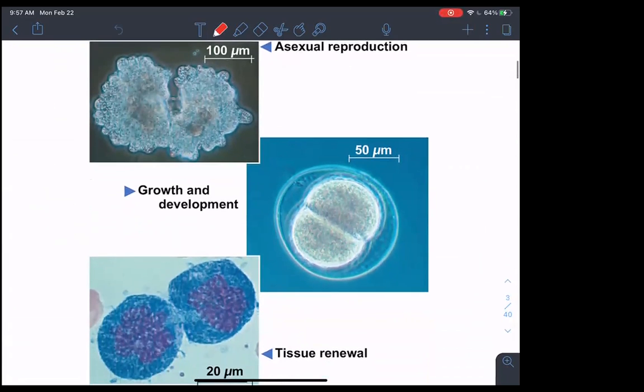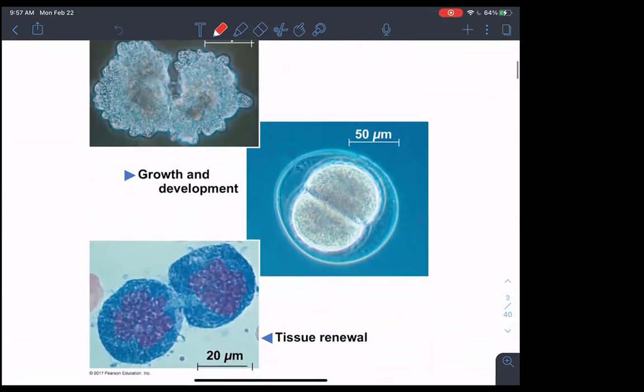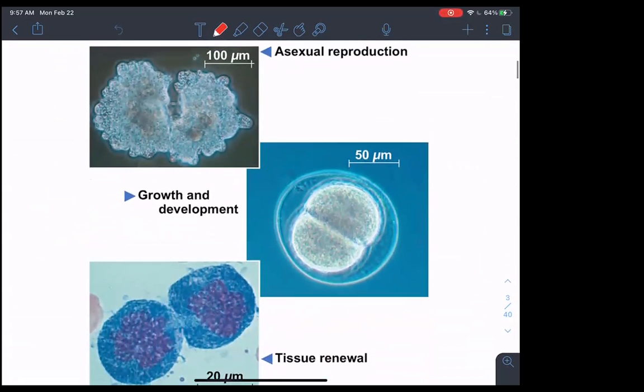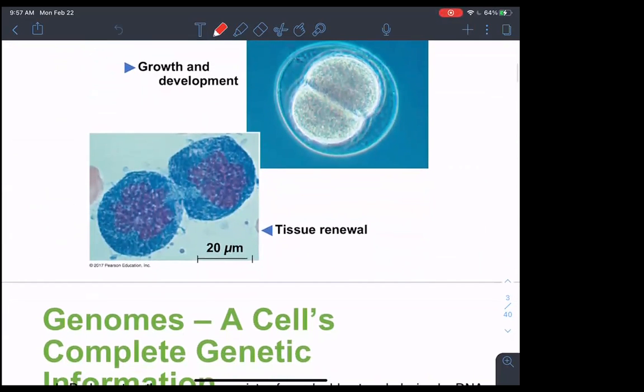This is just an example in some microscopic imaging of cells going through an asexual reproduction and growth development, which could be an example of tissue renewal. So like your epithelial cells that are constantly shedding off and that kind of thing on your skin. And so they're constantly going through this growth and development stage where they're renewing by doing the cellular division.